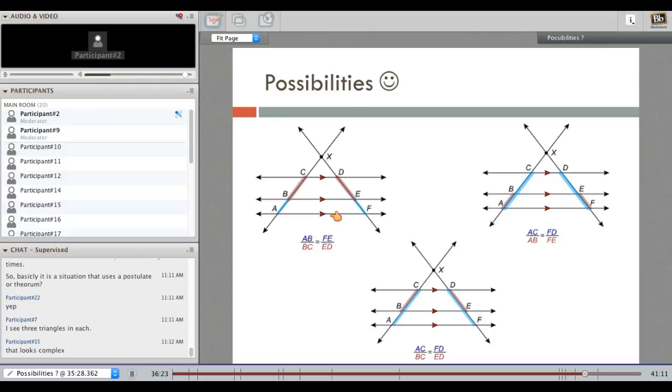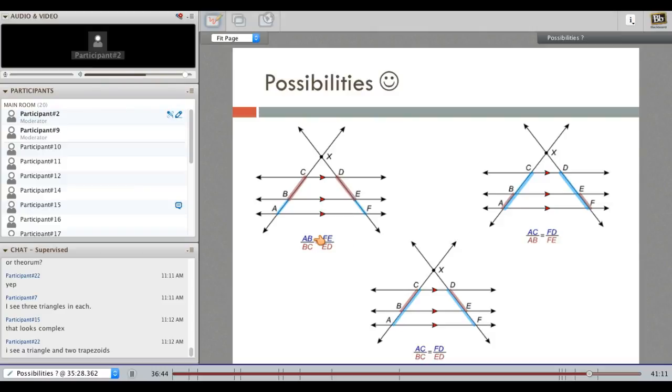It does look complex, Tristan, I agree, but don't stress because it's really not that bad. Again, same idea that we've been talking about the past couple Class Connects. You're really just wanting to make sure when you set up your proportion that you're matching things up. Okay? Yes, that's true, Ben. There are lots of shapes.